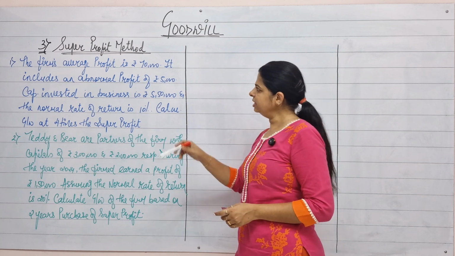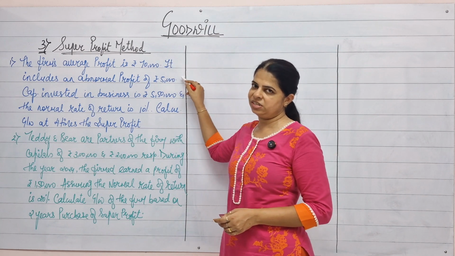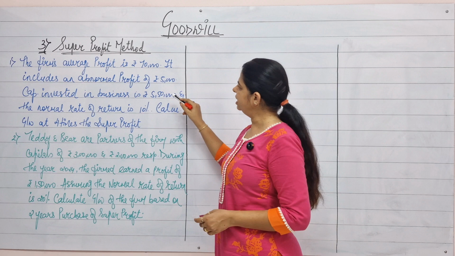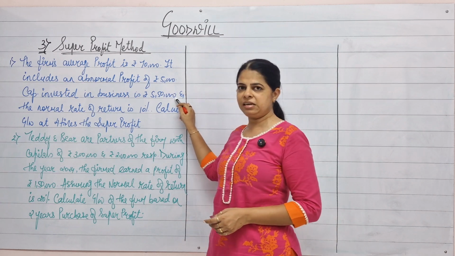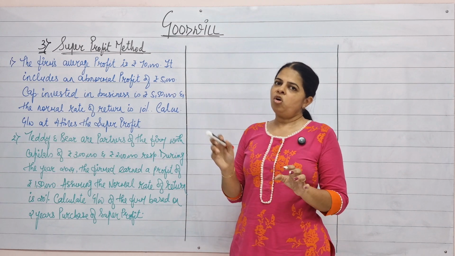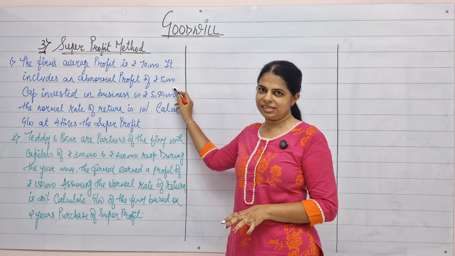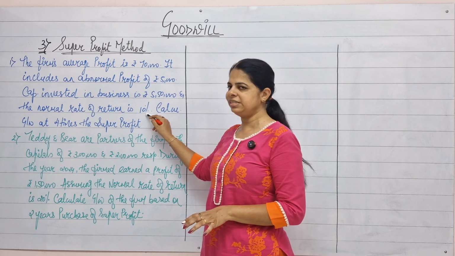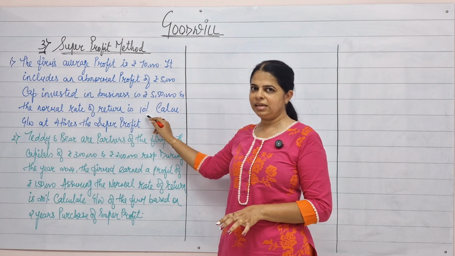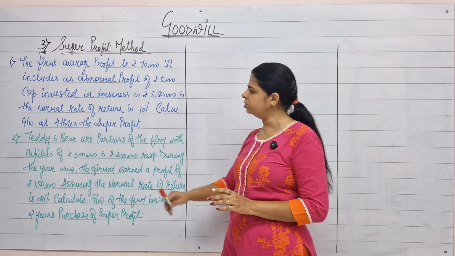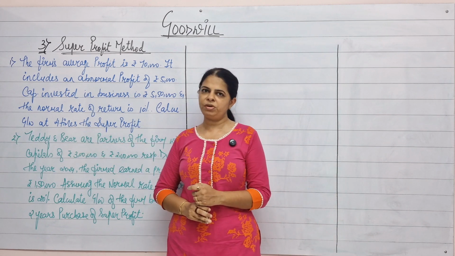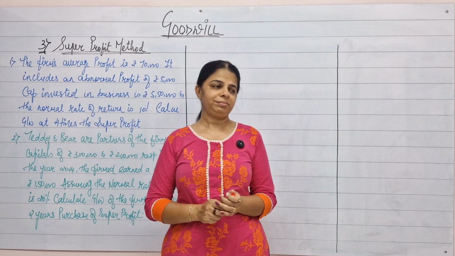You have been given the average profit with some adjustment. And it says the firm has invested 5,50,000. Normally, firms that invest 5,50,000 in the market are getting returns at 10%. And you are supposed to calculate goodwill at 4 times the super profit. Let's see how it works.